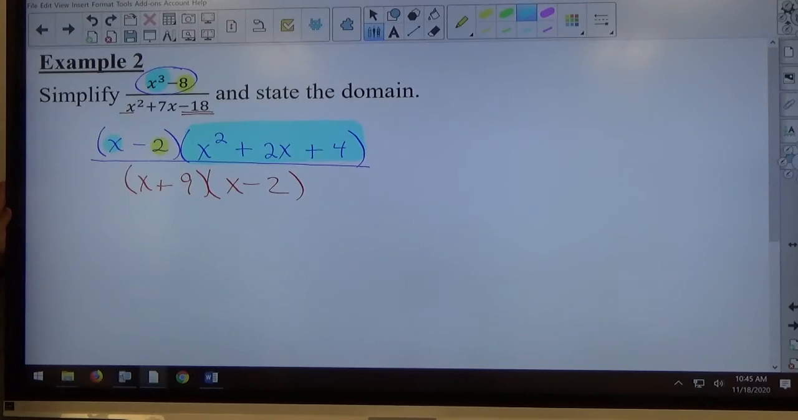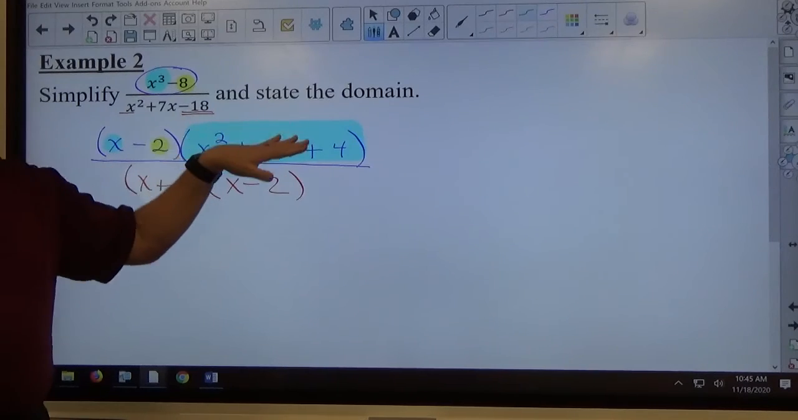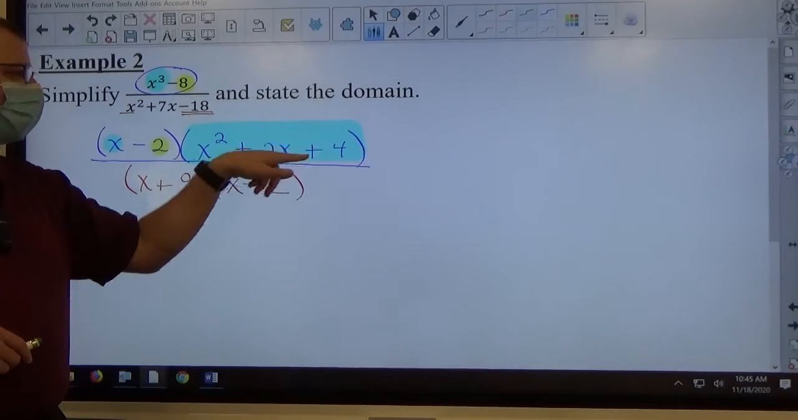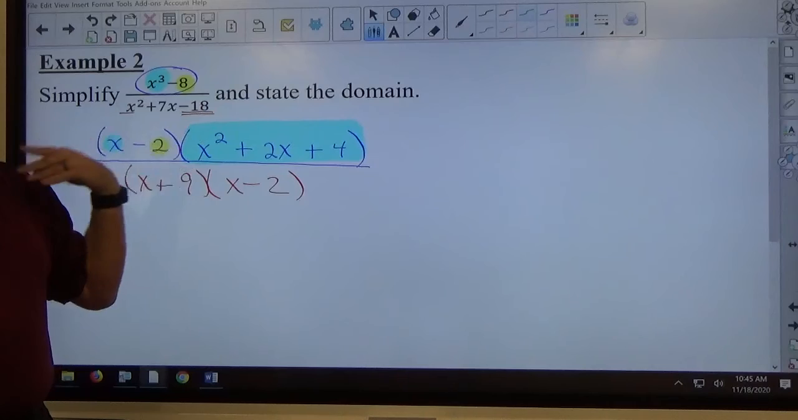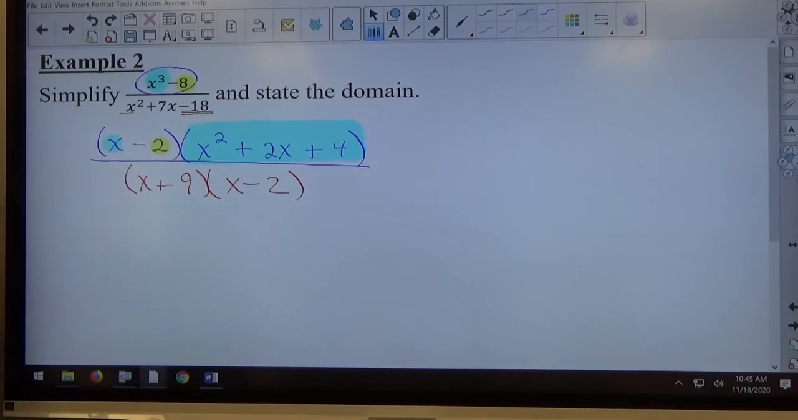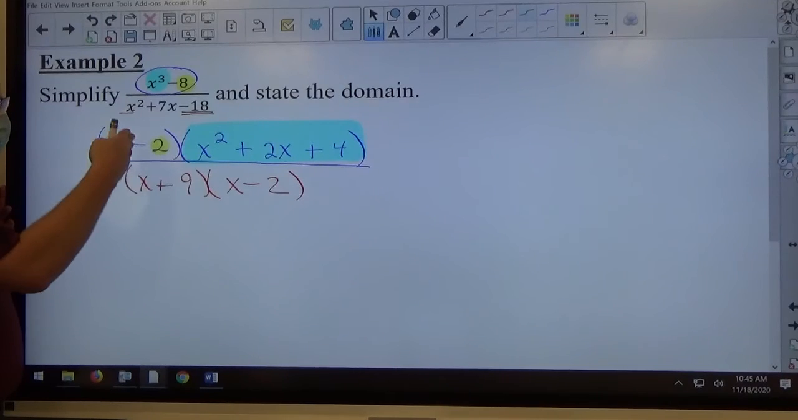If I don't know if it factors or not, you always go quadratic formula on it. If you try quadratic formula on this, you're going to get an imaginary answer. As soon as you get imaginaries, it doesn't factor. So this is not factorable. So everything that is factorable came down to here.